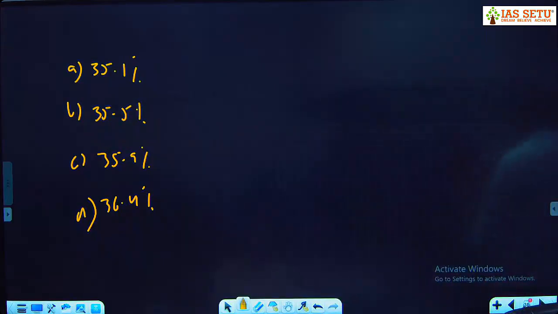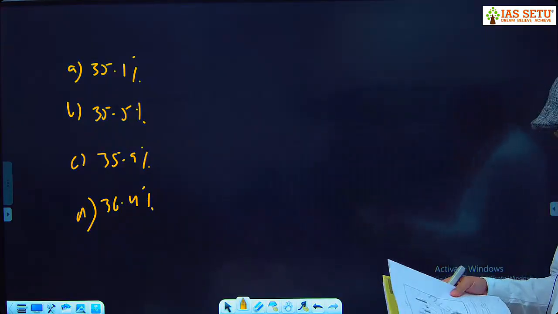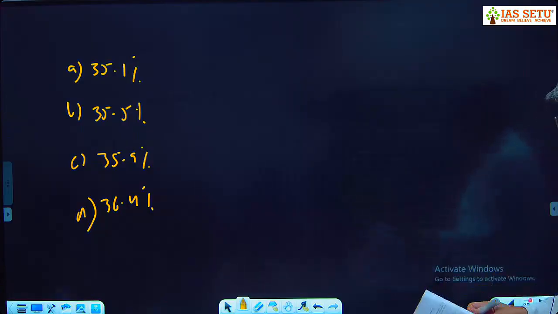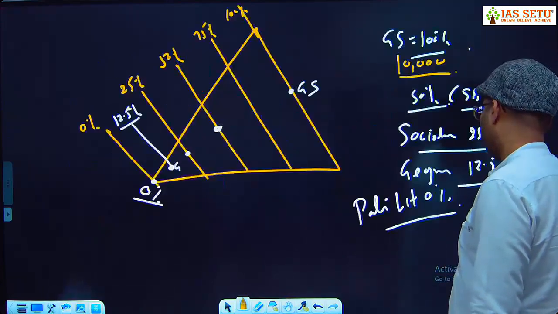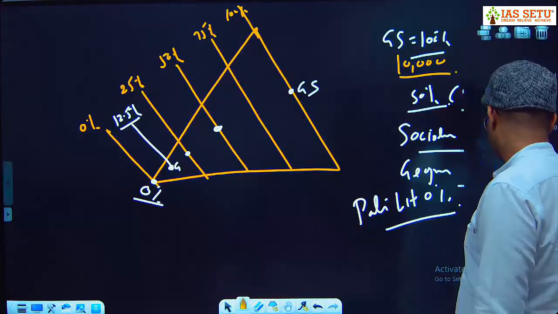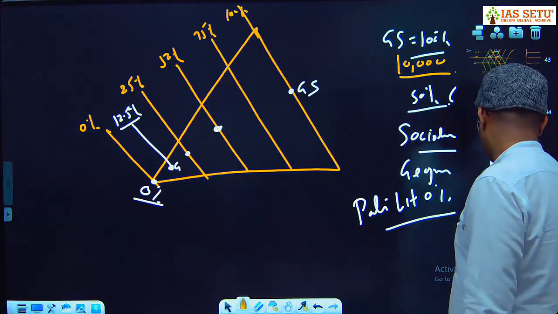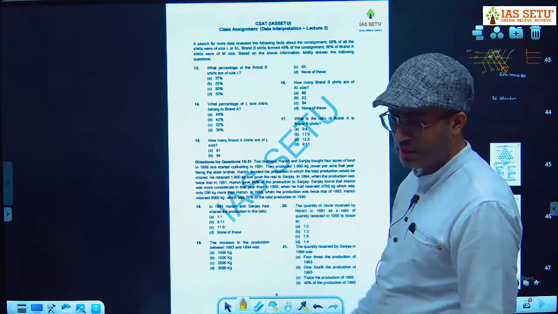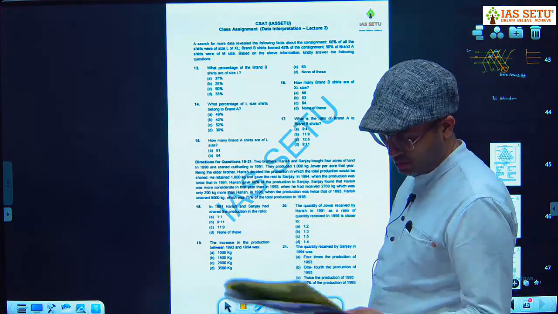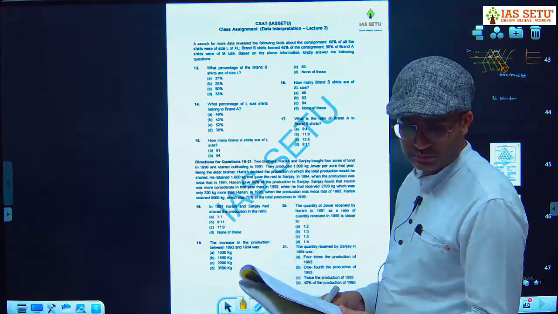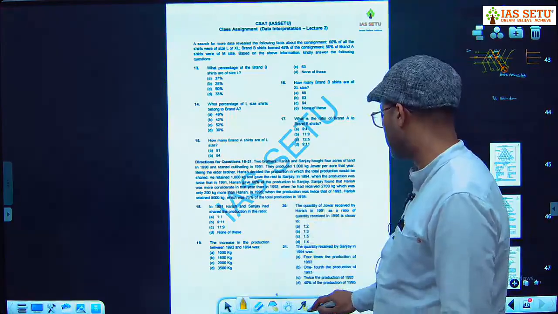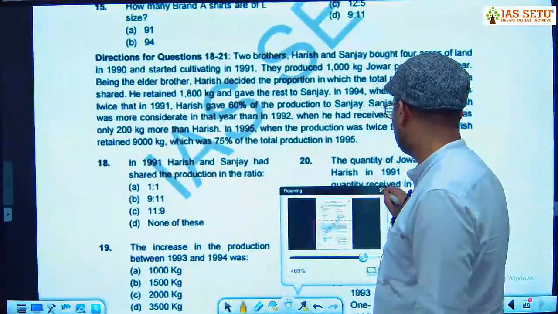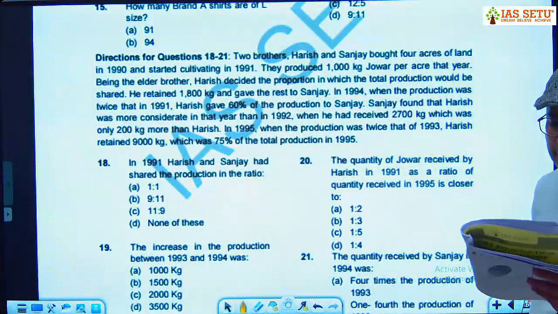Now here, your test. Okay, come to page number 33. क्वेश्चन नंबर 18 to 21. इससे नेक्स्ट चलो, आगे चलो, एक पेज और आगे. क्या पेज नंबर है? पेज नंबर 33. Direction for question number 18 to 21.